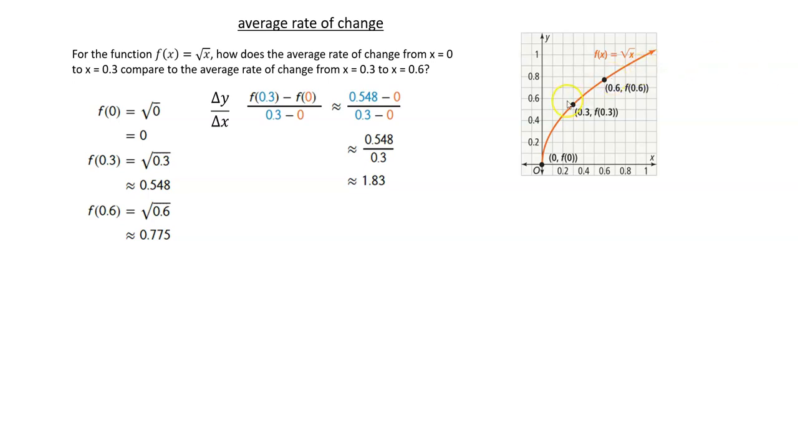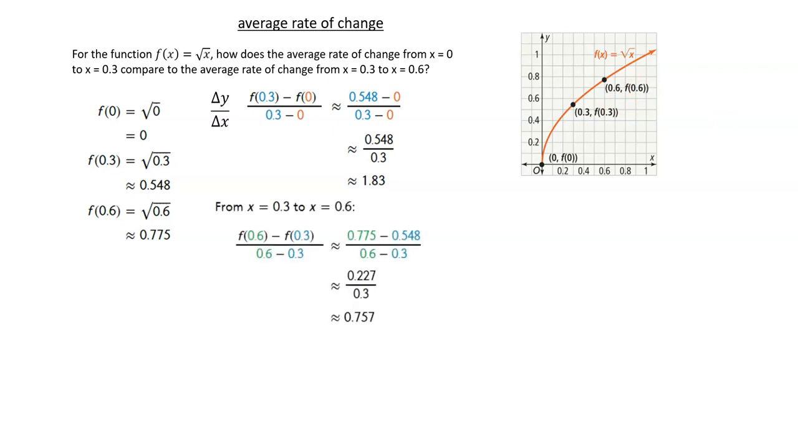So now we can do the same thing. We're going from 0.3 to 0.6. We can see those y values are 0.3 and 0.6. So we're going to subtract those y values for 0.3 and 0.6, and then subtract the x values, and we get approximately 0.757.